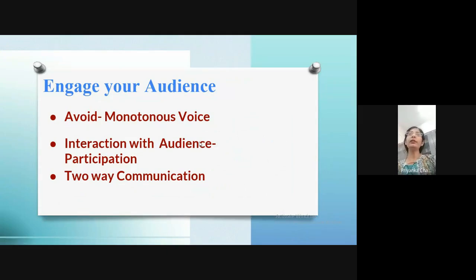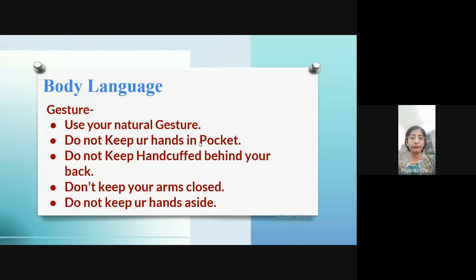Next, when you present yourself, the first thing is engaging your audience. If you have engaged your audience properly, that means 50% you have won. Second, next in your presentation skill, body language plays an important role. Body language means use of gesture: nodding the head, use of gesture, movement of hands, right? So automatically these things are involved.